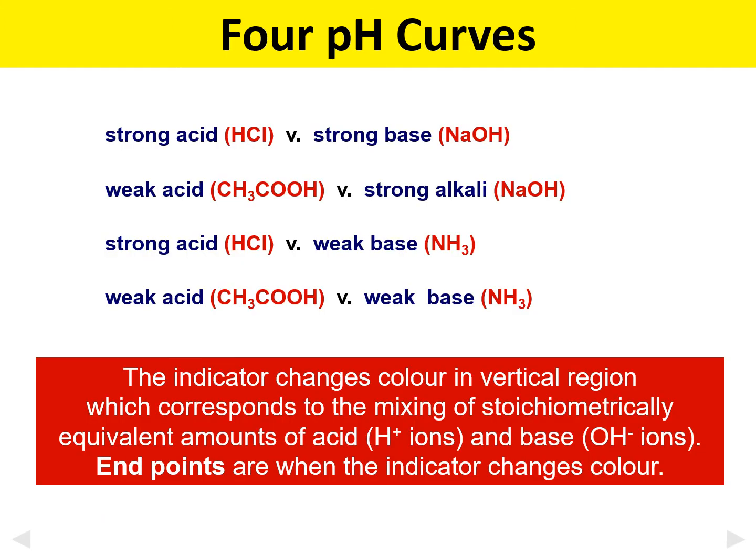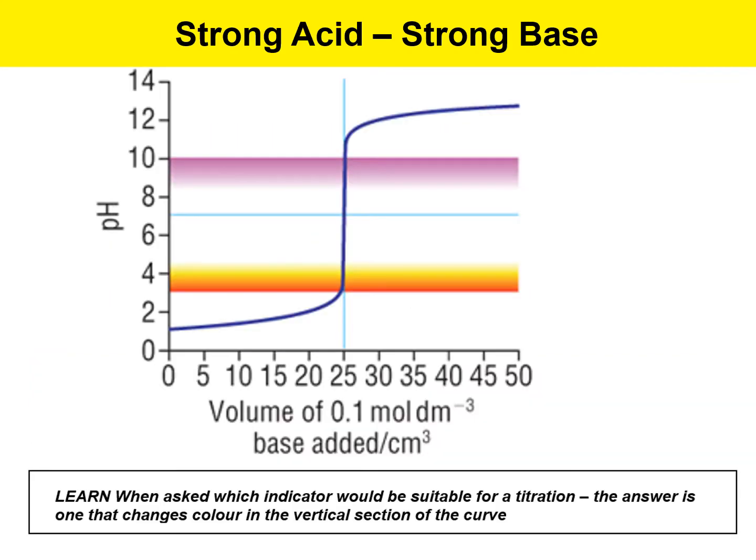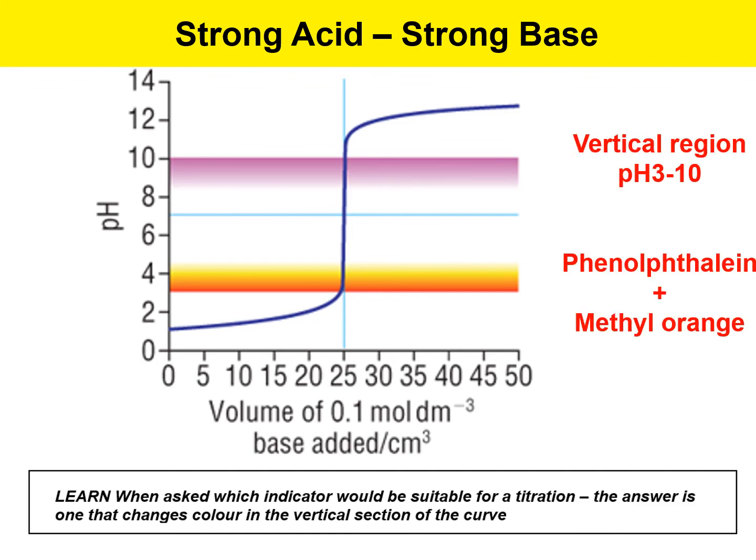We have 4 titration curves that we are going to look at. The first is a strong acid, strong base titration curve. Again, you will see the pH starts at 1 and finishes above 12. If you look at the vertical region, it is between pH 3 and pH 10. So therefore the indicators phenolphthalein and methyl orange are both suitable in this case because the indicator changes colour in the vertical section of the curve.